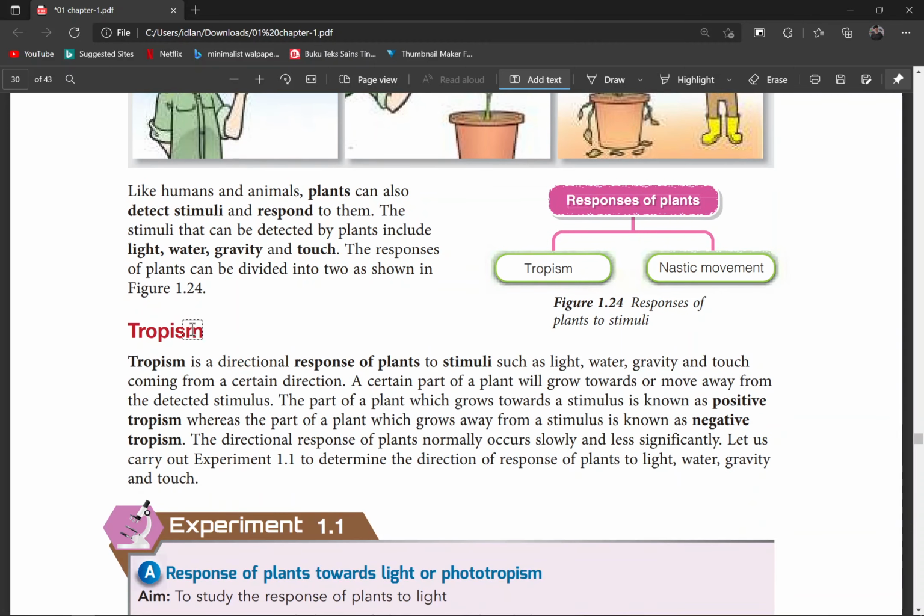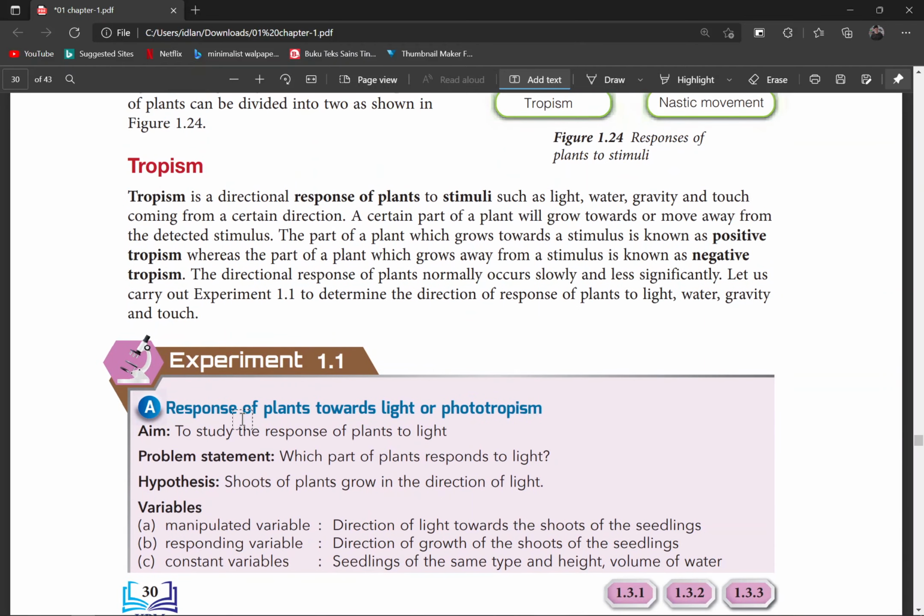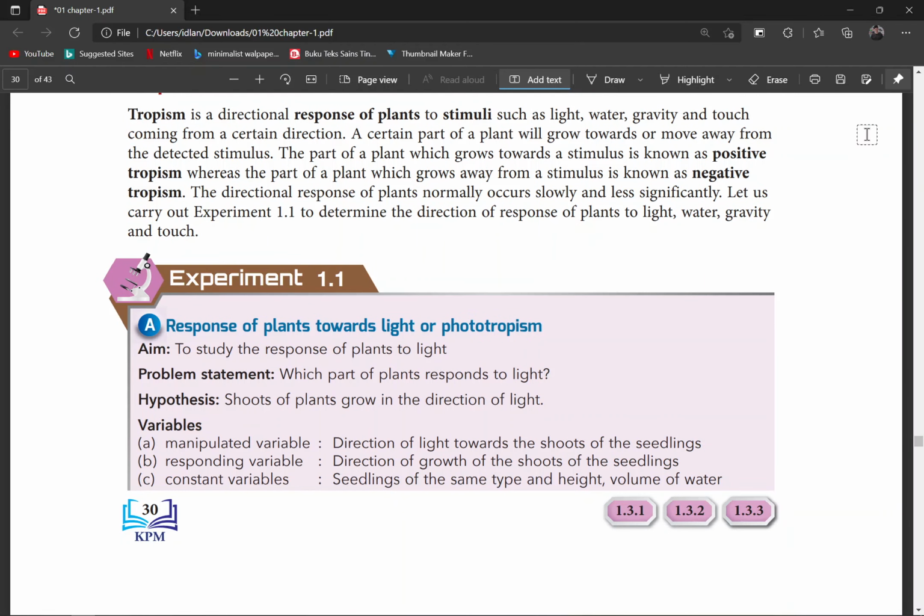Okay, tropism. Tropism is a directional response of plants to stimuli such as light, water, gravity, and touch coming from a certain direction. A certain part of the plant will grow towards or move away from the detected stimulus. You can read the thing through. I will just tell the bare minimum you need to know.